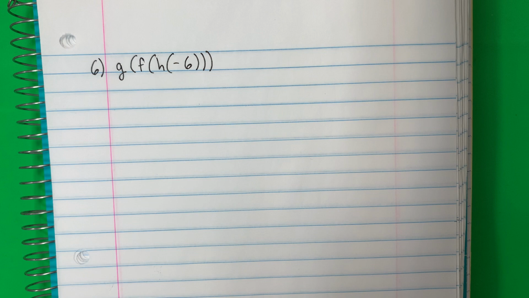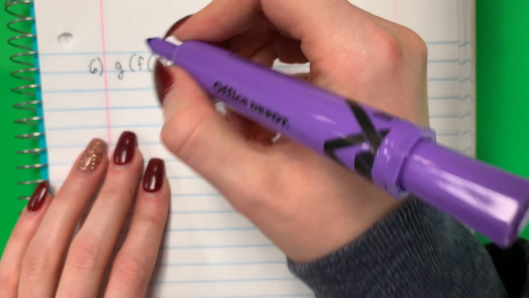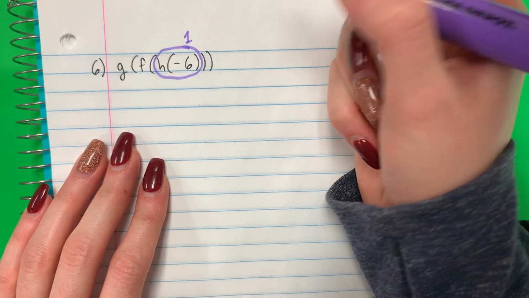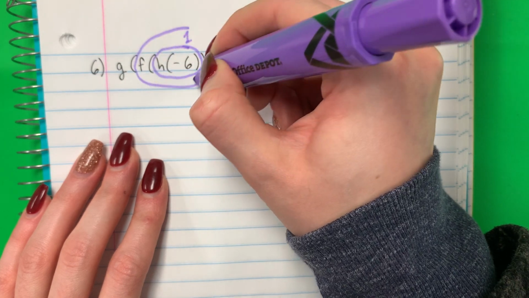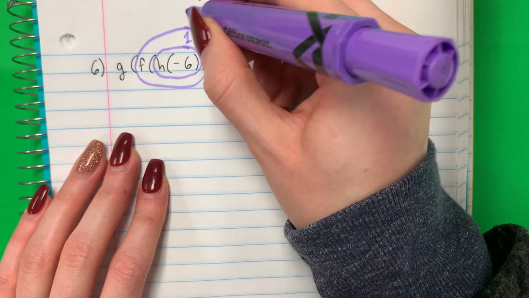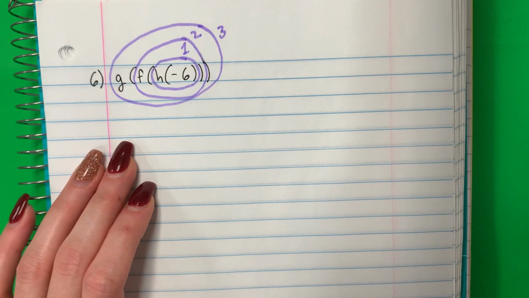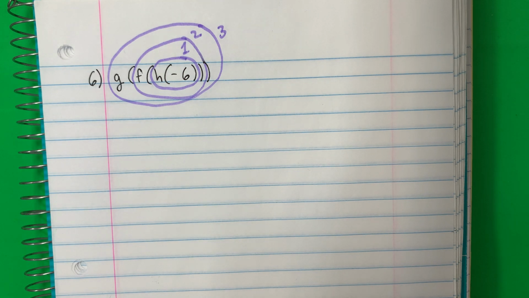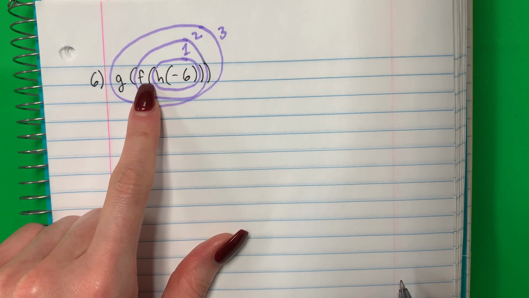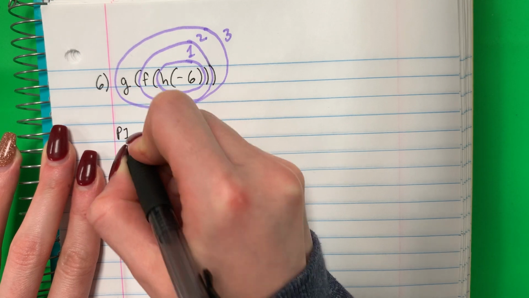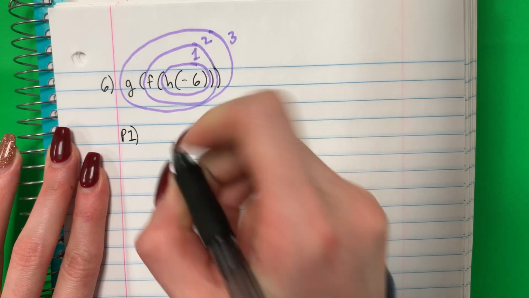Let's figure out the parts. What is part 1? Parte 1. Remember, inside to outside, adentro hasta afuera. So first, primero, is the H. Second, segundo, F. And then last, último, G. Okay, H first, F second, G last. H primero, F segundo, G último. Okay, let's go ahead and start with part 1. Part 1 is H of negative 6.